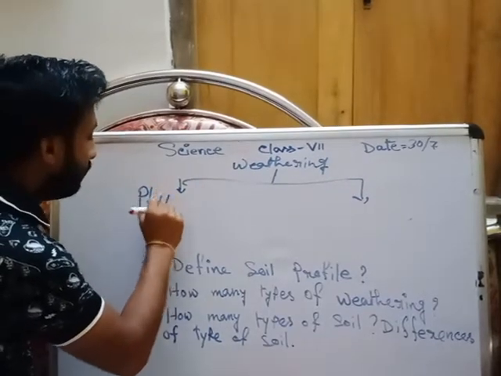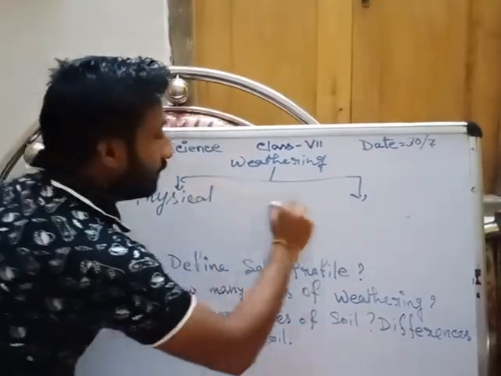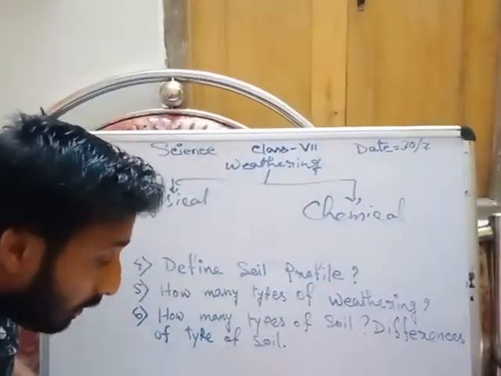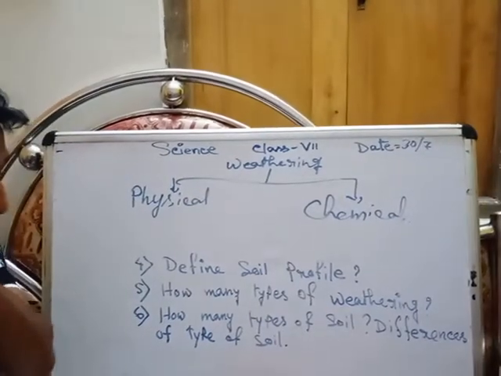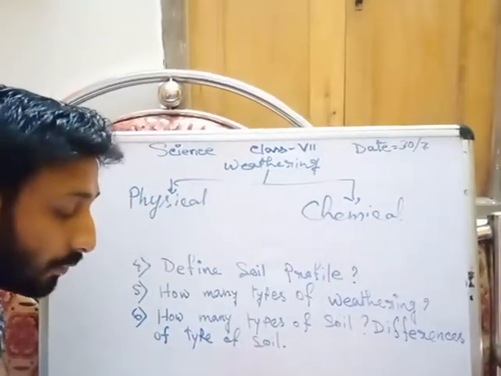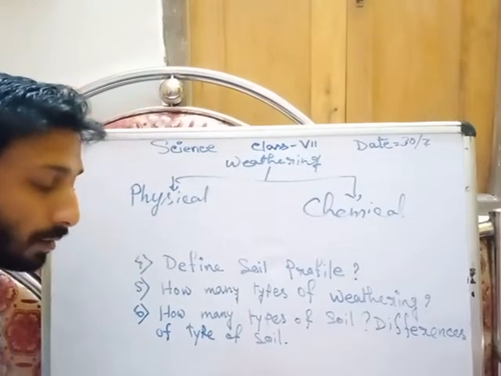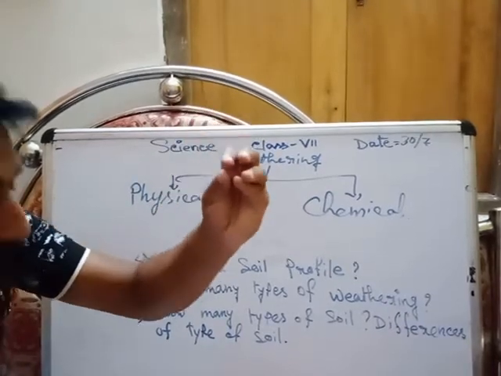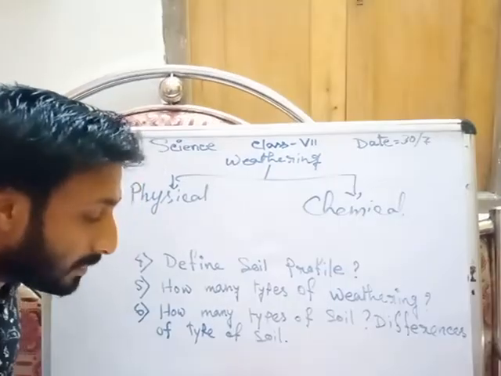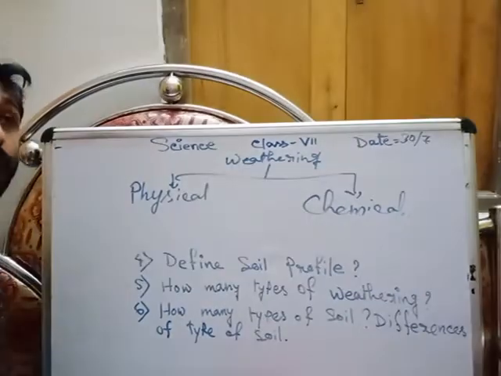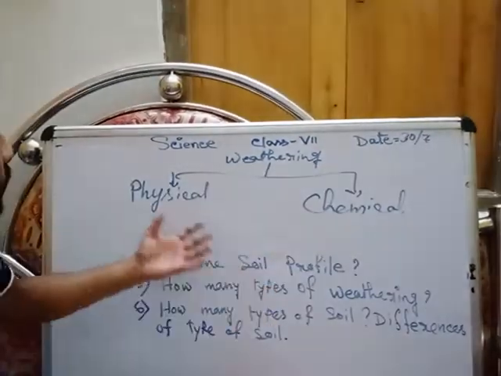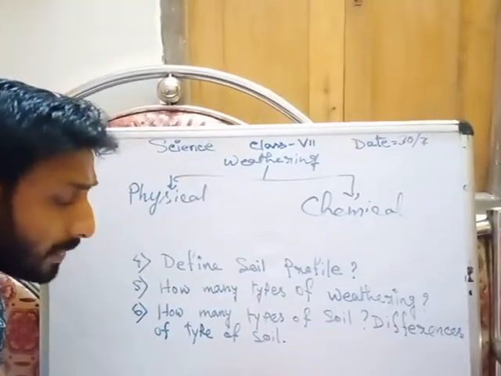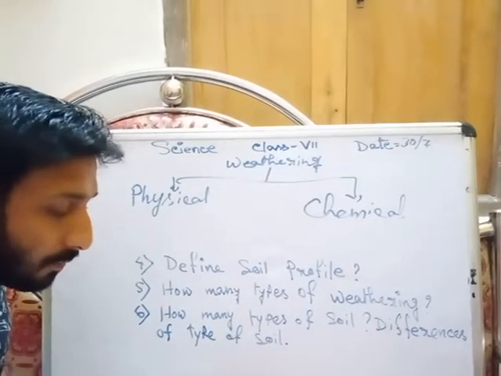One is physical and the second one is chemical. So I will tell you what physical weathering is. It is the natural process in which rocks are broken down into small pieces. The rocks are broken down into small pieces without changing their internal characteristics. Temperature differences, growing roots of plants, frost, etc.